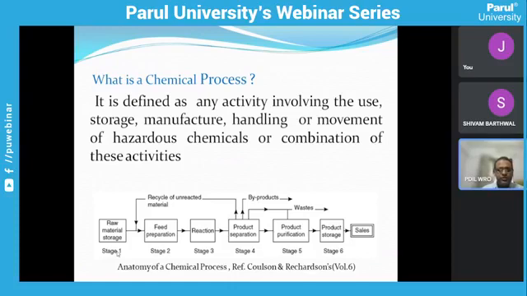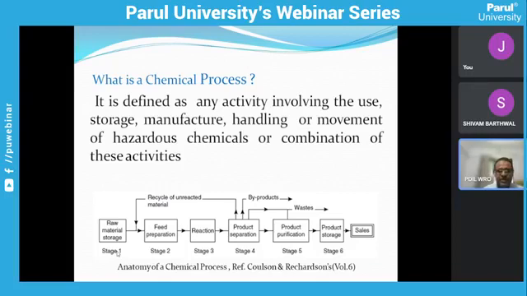See, the diagram shows the anatomy of a chemical process. I have taken the reference from Coulson Richardson, volume 6. If you look at this diagram, you will understand that it is basically a block flow diagram type representation. This is basically the overall scope of a chemical plant. That means what are the facilities and what are the stages that have to be executed one by one, for starting a design and up to the final production.